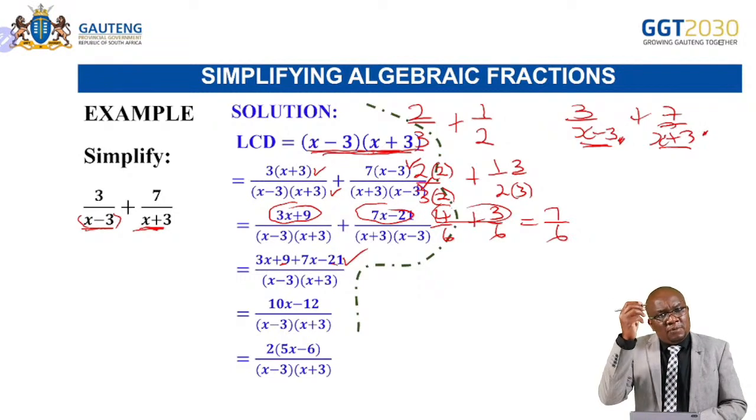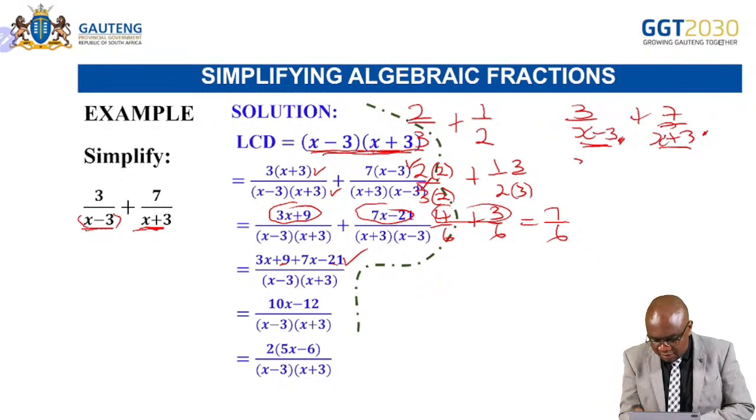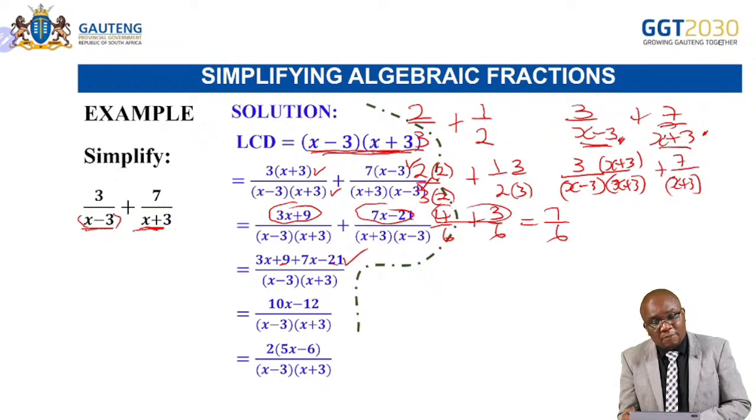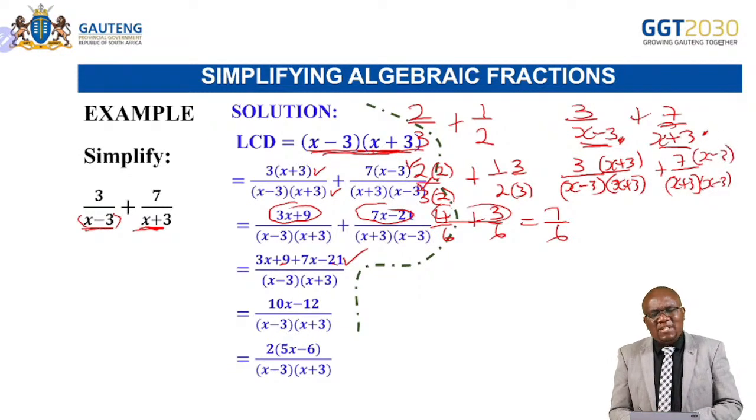What I do to the numerator, I do to the denominator. So it becomes 3, then x minus 3, and then x plus 3. I'm multiplying the numerator and denominator by the same thing. You see that? I've done that. These are equivalent fractions. And then 7 x plus 3. And then I have to multiply by x minus 3 here, but I have to do that also to the numerator and denominator. Now the denominators are the same.